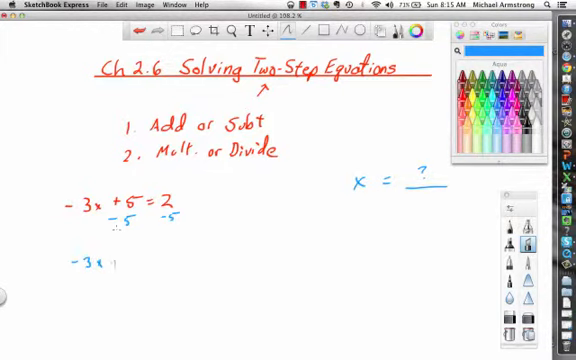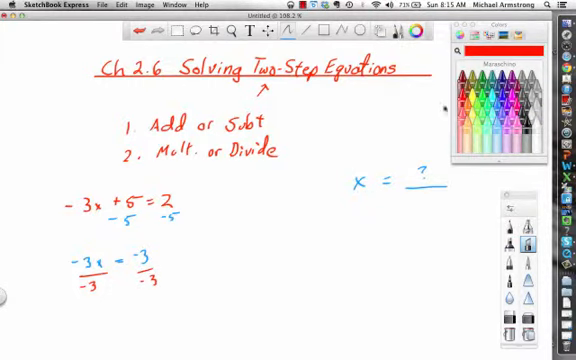5 minus 5 is 0, so we just leave that alone, and 2 minus 5 is a negative 3. Now this looks manageable already. We're already back to something that we like. We want to get x by itself, so negative 3 times x, we're going to divide by negative 3 to undo that multiplication problem. And then we're going to do the same thing to the other side.